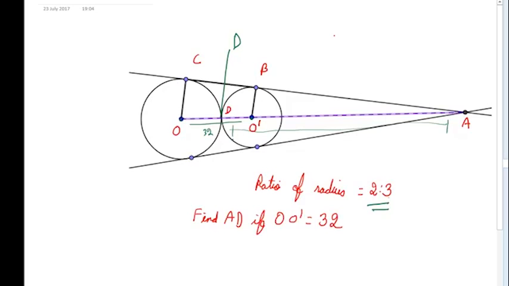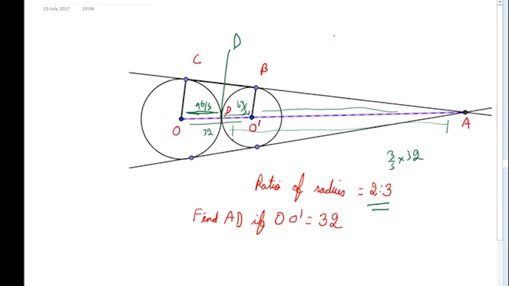Since we know that the ratio of radius is 2:3 and this is the sum of radius, we can actually calculate the radius from here. How much would this length be? This will be 3/5 into 32 or 96/5. And the other side will be 2/5 into 32 or 64/5. So these are the two radiuses. So we got the radius, but we need to calculate this length. And how can we calculate this length?